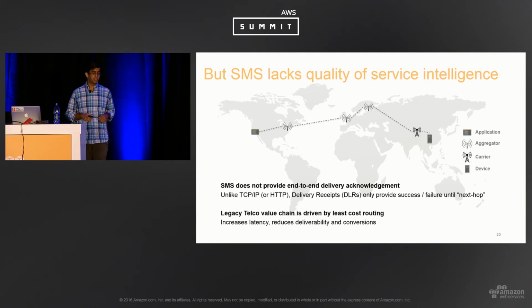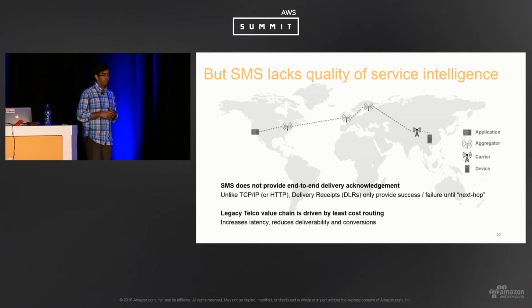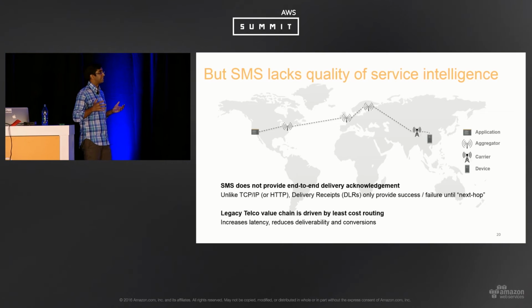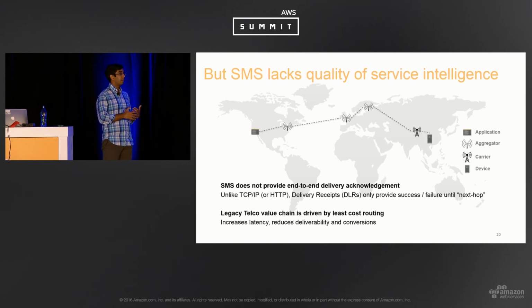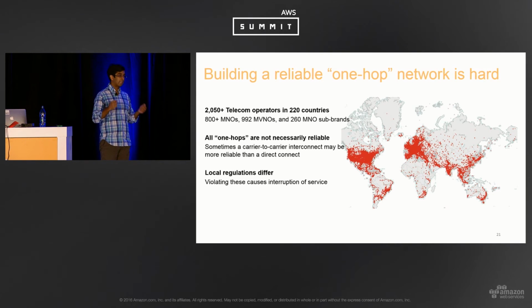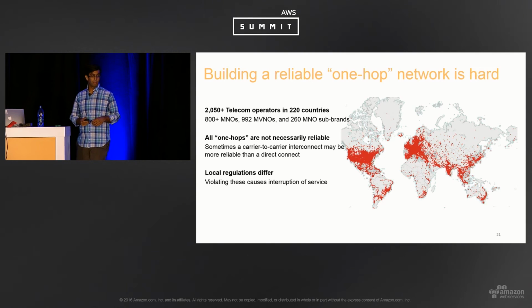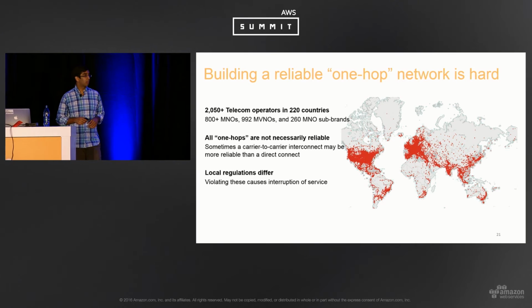Now, addressing this issue is not easy, right? There's over 2,000 telecom operators spread across over 200 countries and territories. And even in that case, one-hops are not necessarily all reliable. Sometimes a carrier-to-carrier interconnect can be more reliable than a direct connect. And moreover, with this geographic distribution, there's different regulations across countries, and the penalties are relatively stiff there. So that's the problem. Let's move into the new global SMS feature.